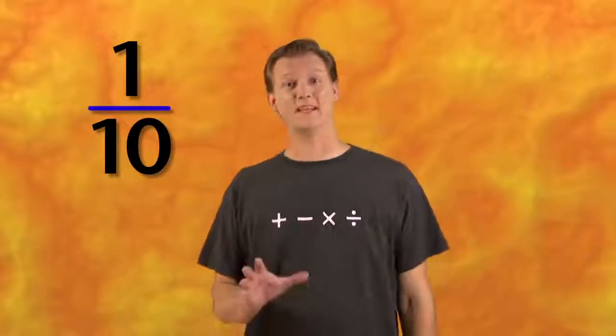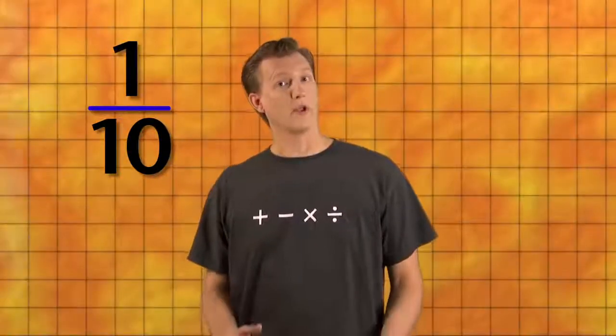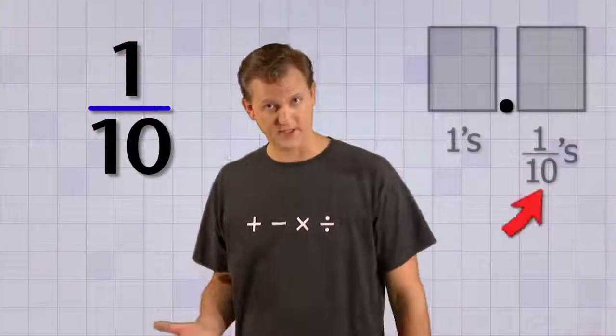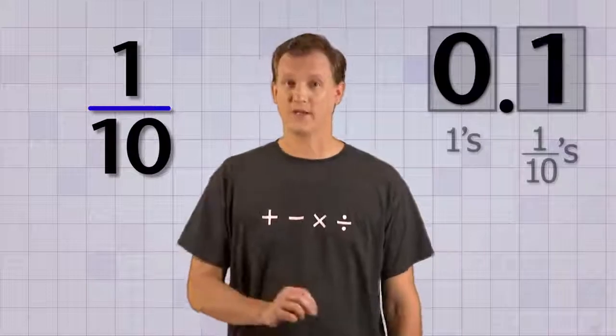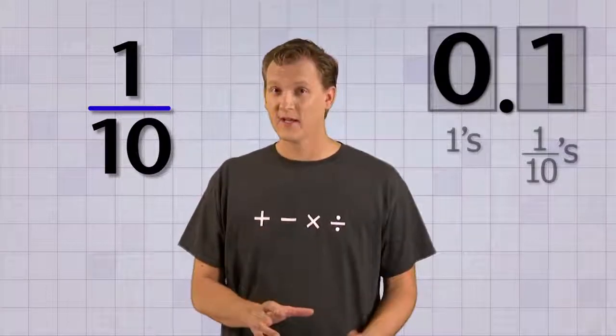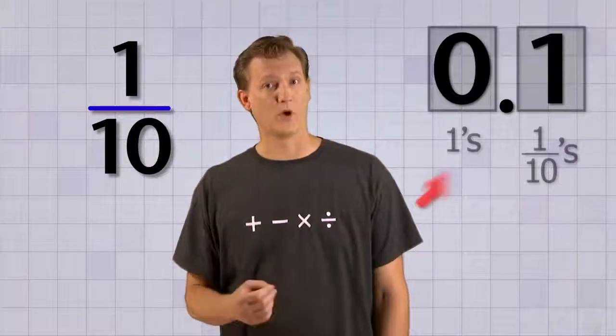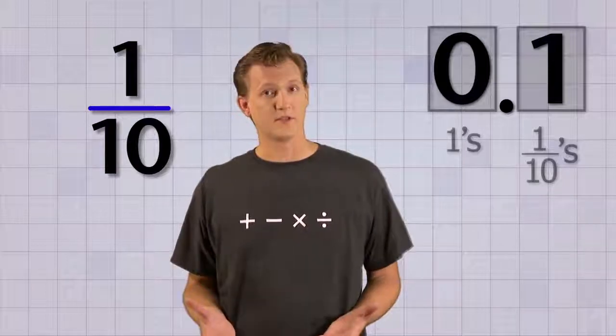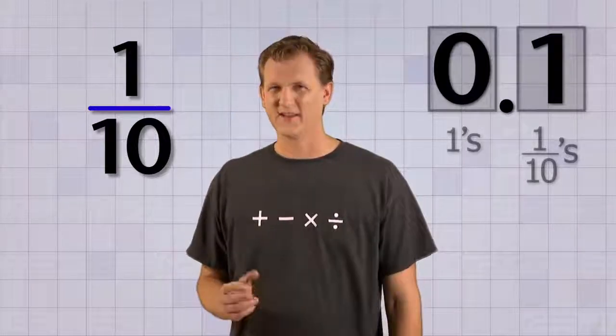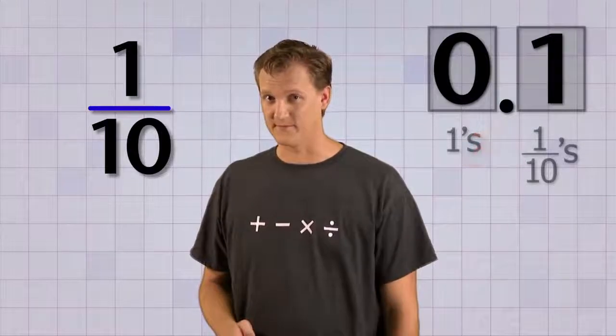Well, you should recognize that it's one of our building blocks, and this should be easy to write down as a decimal number because we have a number place just for counting tenths. So all we have to do is put a 1 in the tenths place, like this, 0.1. Now when you write decimal numbers, it's important that you always include the ones place. But since we don't have any ones, we just put a 0 in that spot. The 0 makes the decimal point easier to see.